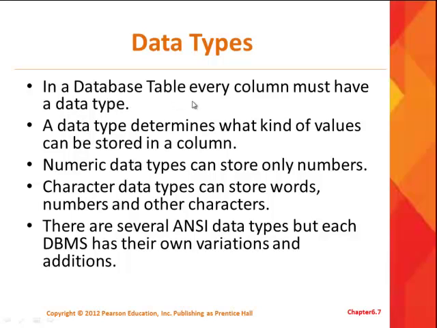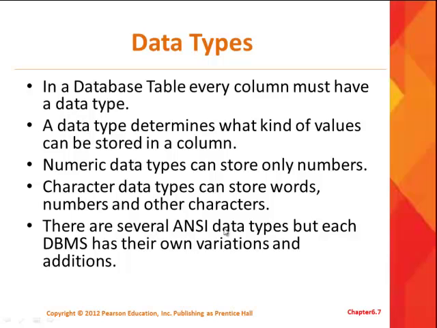We know that tables are made up of columns and rows. Columns is another word for fields. And each field or column has a data type. And that simply determines what kind of value can be stored in this field. There's broad categories here. Numeric data types, of course, can store numbers. Character data types, or what Access calls text, can store numbers and characters and other special characters.